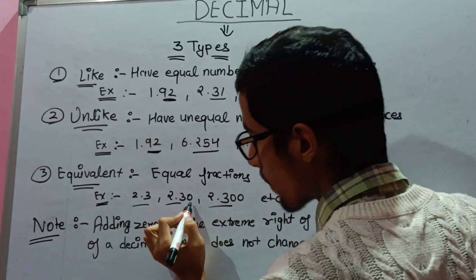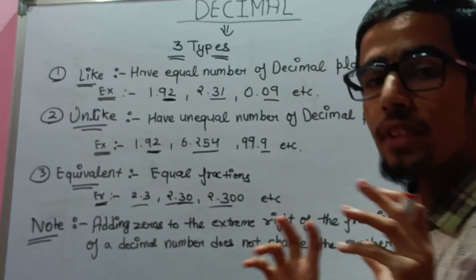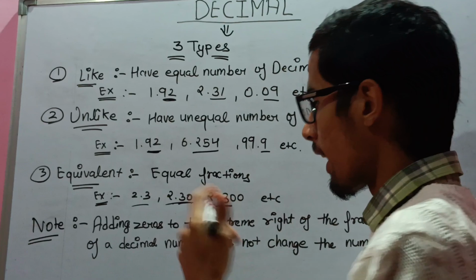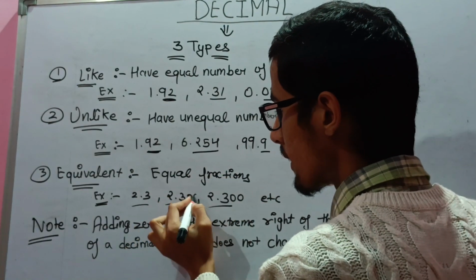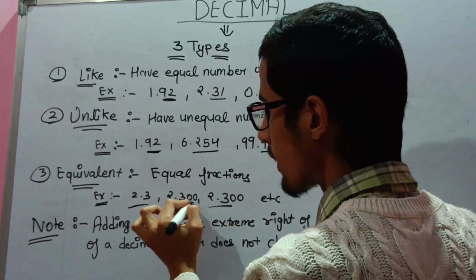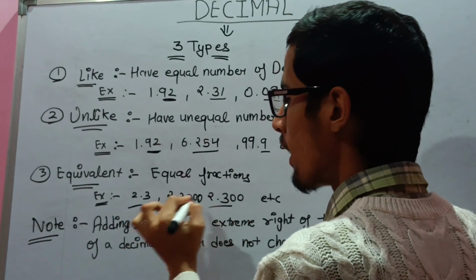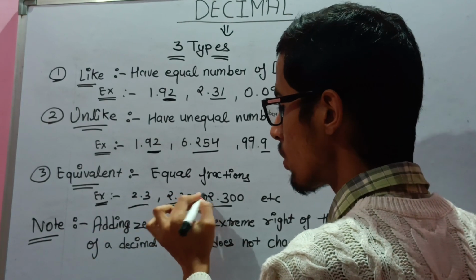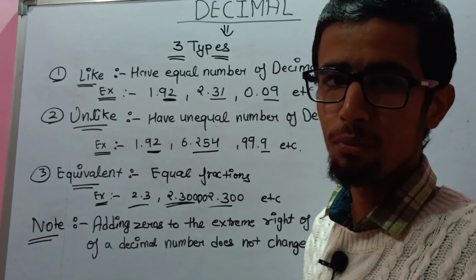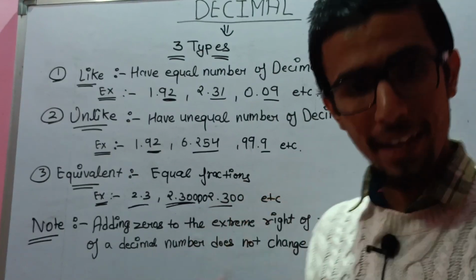If we add 0 from the right, the meaning of the decimal does not change. If we add one more 0, then this is the same 2.3, 2.300. If we add one more 0, it is still the same. These are the three types of decimal.